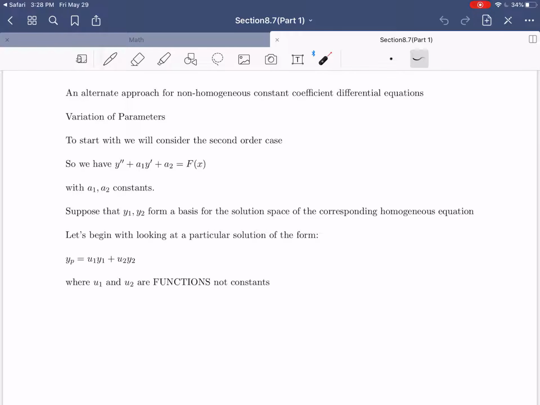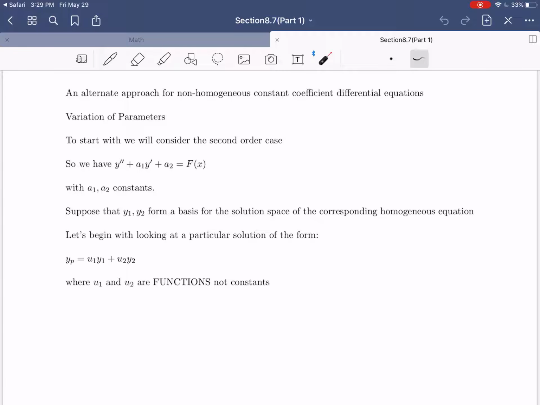Now since it's constant coefficient, we certainly know how to solve the corresponding homogeneous equation. So let's suppose that the functions y1 and y2 form a basis for the solution space of the corresponding homogeneous equation. Obviously, we only need two functions to form a basis here because we have a second order equation. Remember that the order of a linear homogeneous differential equation corresponds to the dimension of the solution space. So two linearly independent functions will form a basis for the solution space of the corresponding homogeneous equation. So what we're going to do is look for that particular solution.